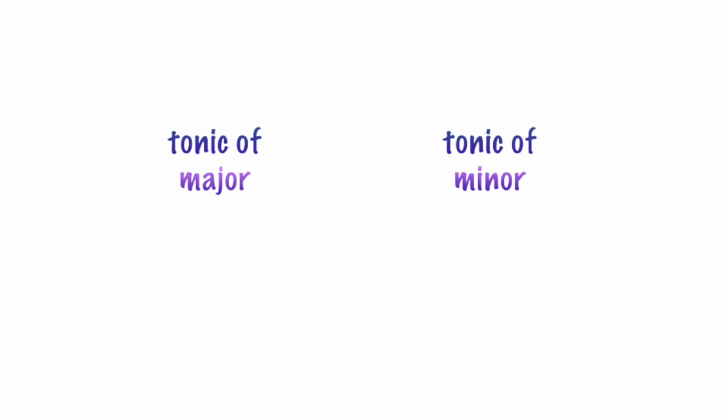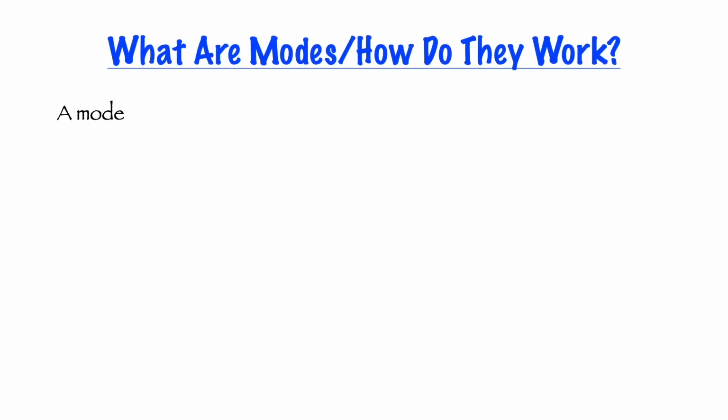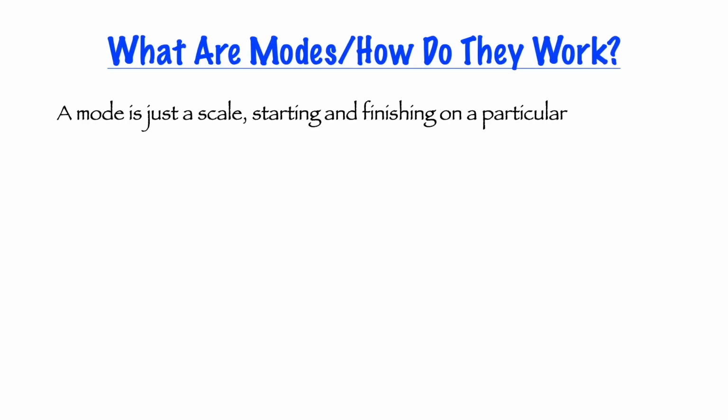a song or a piece of music was not necessarily based on the tonic of the key. For example, it can be based on the second note, the third note, etc. This approach towards music is called modes. A mode is just a scale starting and finishing on a particular degree.